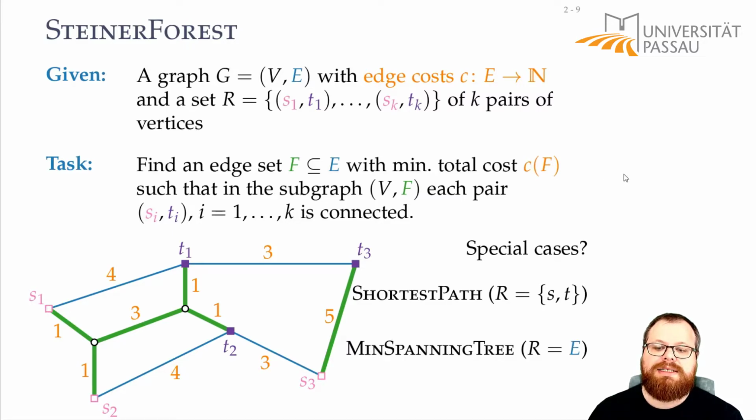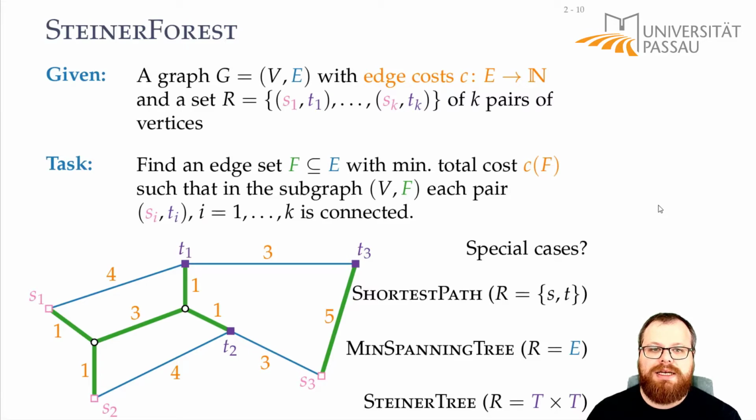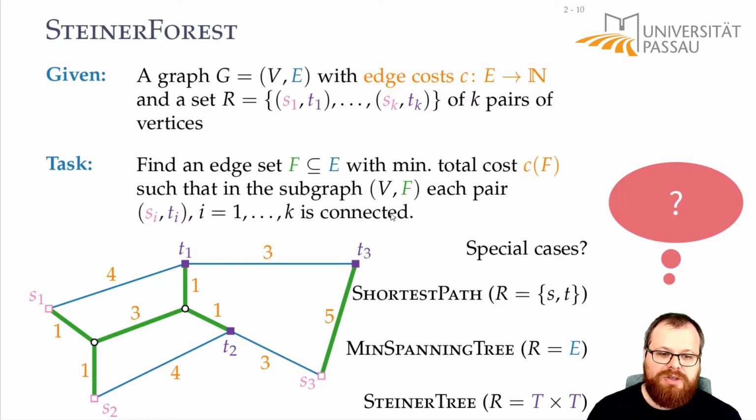Also, it generalizes the minimum spanning tree. If we just take every edge as a pair, then we want that all the vertices that are connected somehow still are connected in the spanning tree. And then the cheapest one, that gives us the minimum spanning tree. And we can also generalize the Steiner tree problem. There we only have one set of terminals and they all have to be connected. So if we take every pair of them and put them into our set R, that gives us exactly the Steiner tree problem.